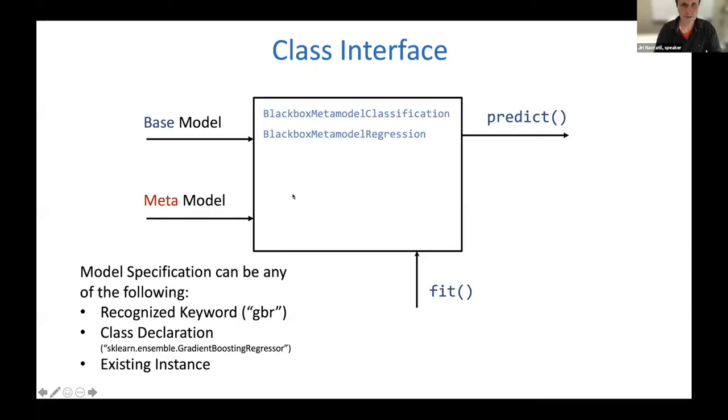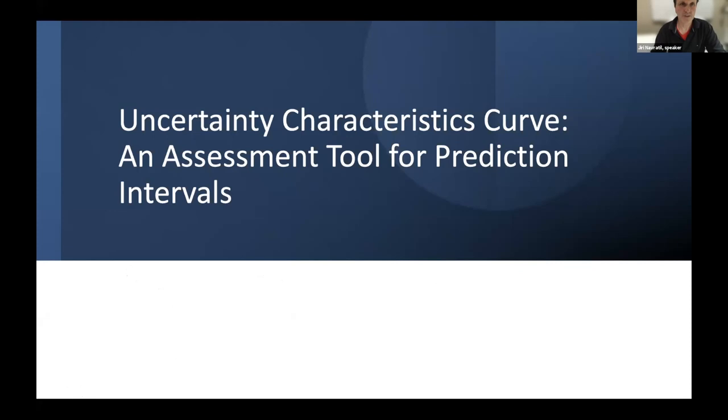I'm not sure how much time I will have, so I would like to just bring this to your attention as an interesting addition to the researcher's toolbox, something we call the uncertainty characteristics curve. We believe that it's a very useful tool, but we leave it up to you to decide. There is an implementation in UQ360 accompanied by a notebook that goes into detail and walks you through all the functionality. I will just give you a gist of what this is about.